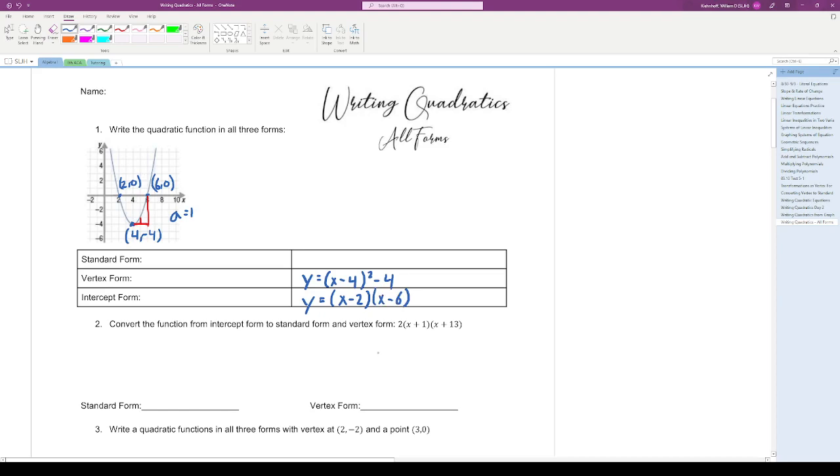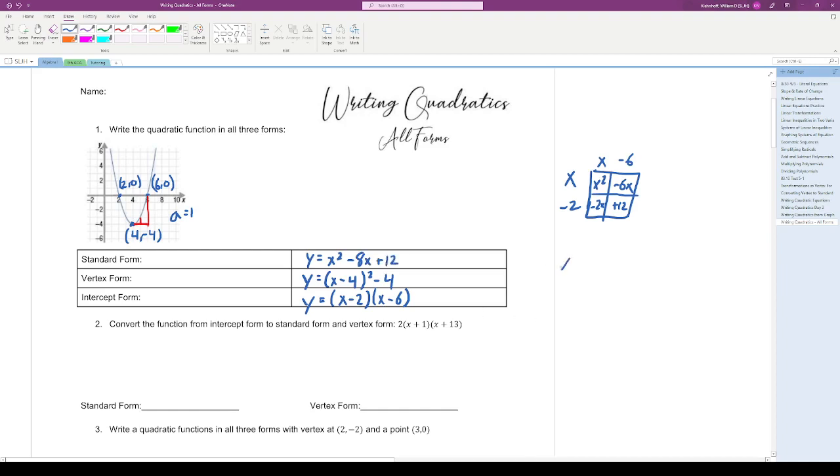And then to get to standard form, we can just expand either of these. I think intercept form here looks a little easier because there's no collecting like terms. So we can use the area model or double distribution to multiply these two binomials together. Since this is the first problem, let's remind ourselves how to do that. So (x minus 2)(x minus 6). We get x squared minus 6x minus 2x plus 12. So we just combine those two on the diagonal and get y equals x squared minus 8x plus 12.